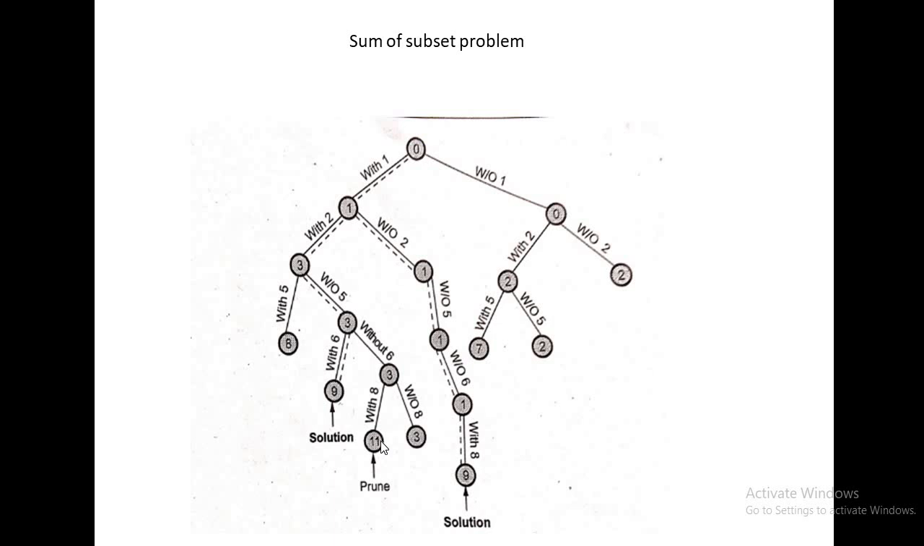If the sum exceeds the given positive integer, we drop the element, that is, prune it. Here we can find the solution with 1, with 2, and 3 plus 6 is 9. We can find the solution here. Without 1, again with 2, we get the value 2. So without 1, with 2 here. This is the state space tree, showing the number of possible solutions.